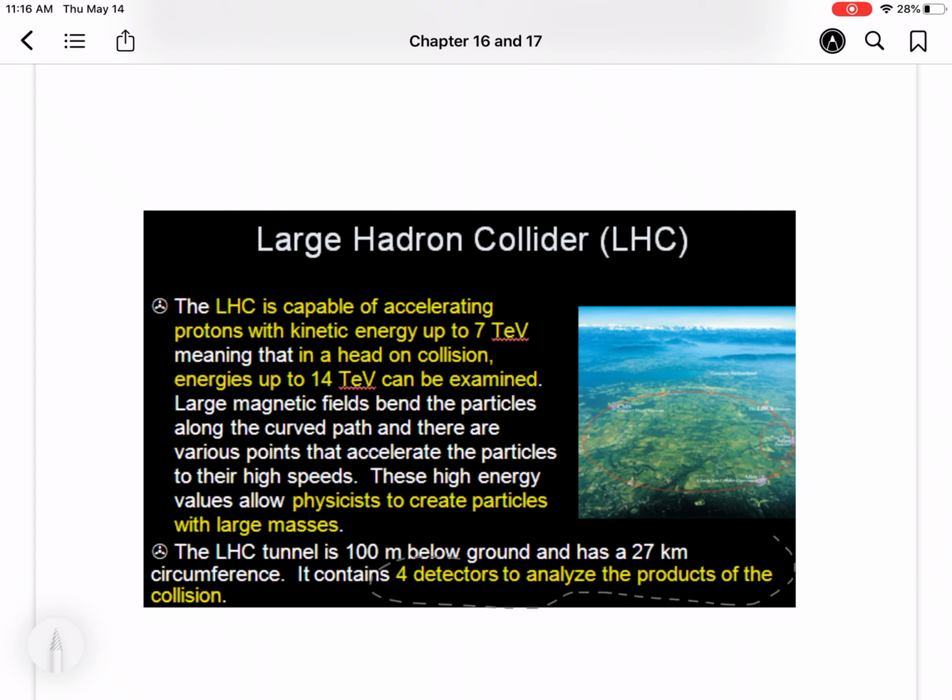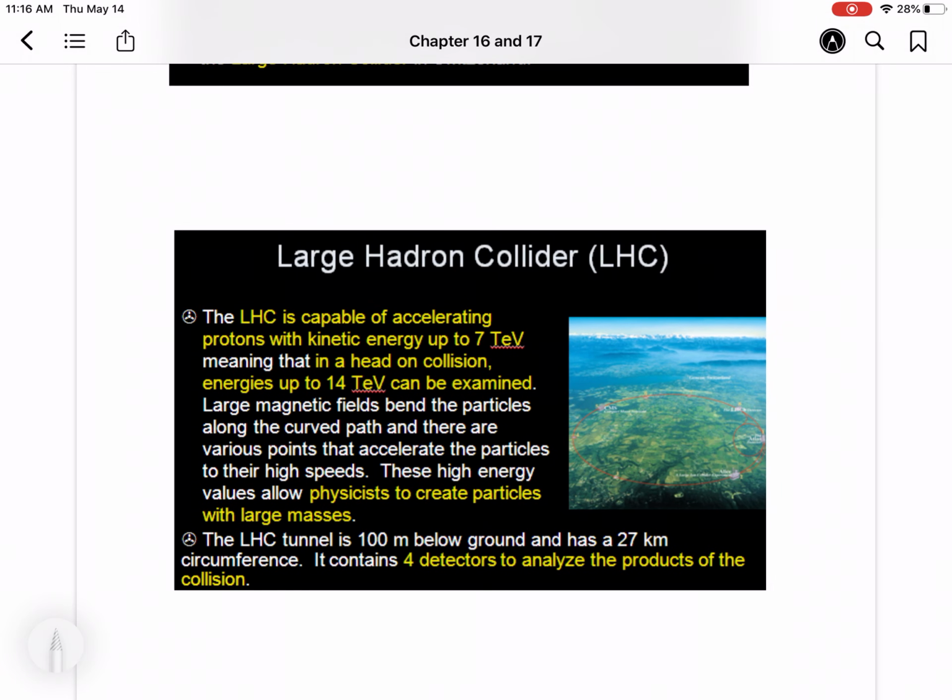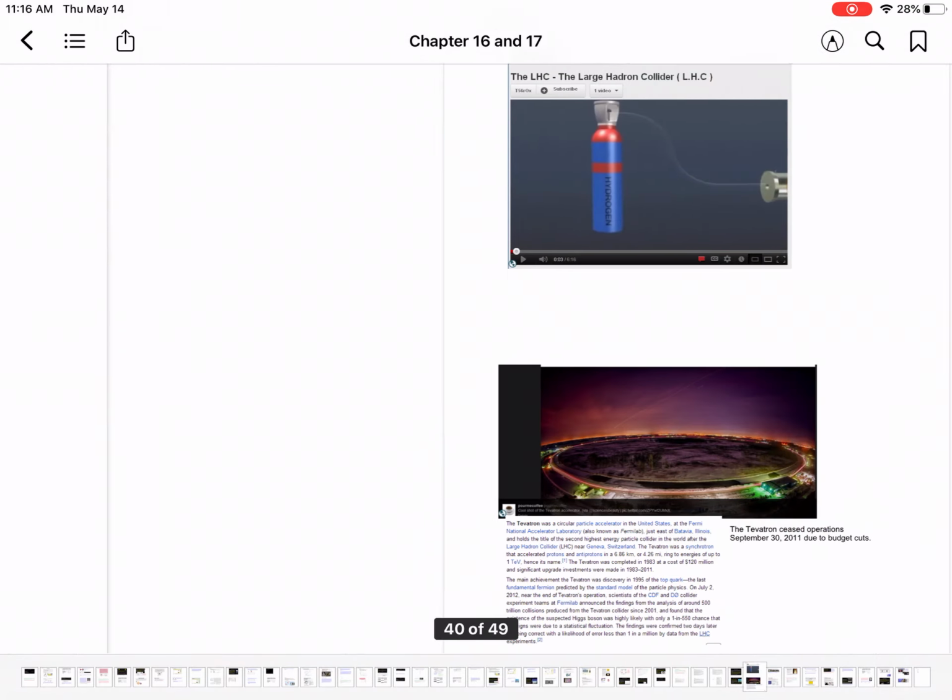It contains 4 detectors to analyze the products of the collisions. So it's 27 kilometers around, and you could do some quick math and figure out its diameter if you wanted to. But the idea is that you can't just go for a jog around it. It's 100 meters straight down below ground. It was a huge, huge scientific project, and it has made all other particle accelerators seem tiny because they're getting fractions of this much energy.